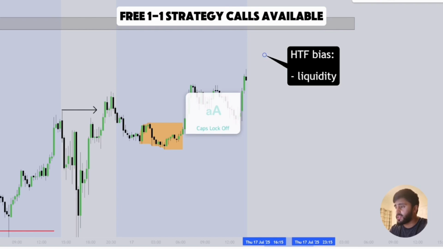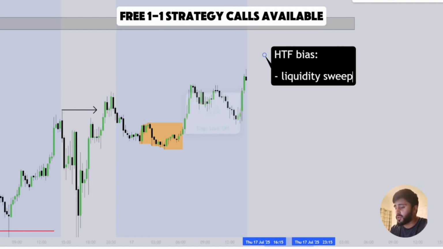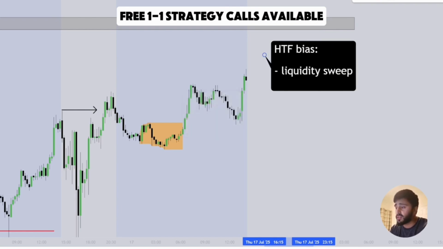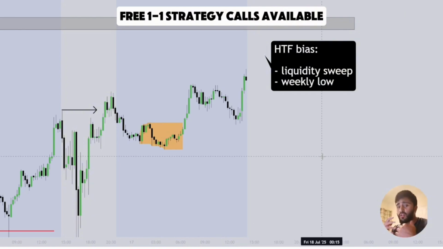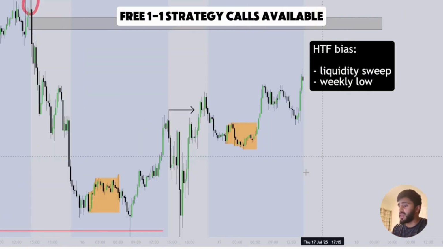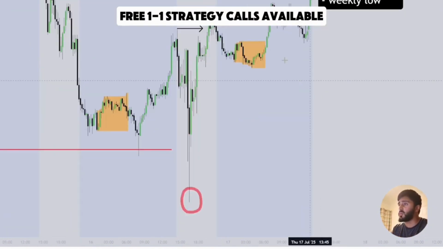You're looking for a liquidity sweep: previous day low, previous week low. You're also using what we call the weekly low. So where has that weekly low occurred? Typically on a Tuesday or a Wednesday. And this is something you need to train your eyes to see. But we had the low of the week just over here in this region.